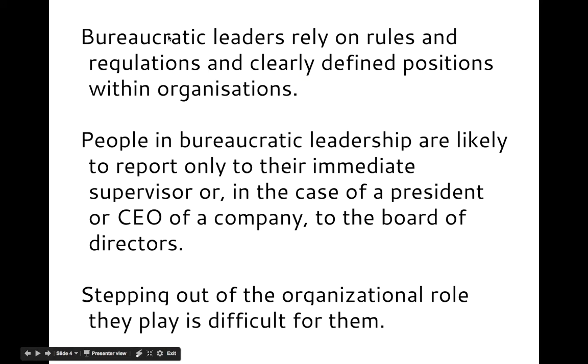So, bureaucratic leaders rely on rules and regulations. They have clearly defined positions, so there are clear boundaries and clear responsibilities. If you're a manager or employed in a firm that has this style, you report to your immediate supervisor. There's not many people that you report to. There's clearly one leader or one boss that you report to. And these organisational roles are very straightforward, very clear, and therefore managers with this style don't generally step outside of this, and it's very difficult for them.